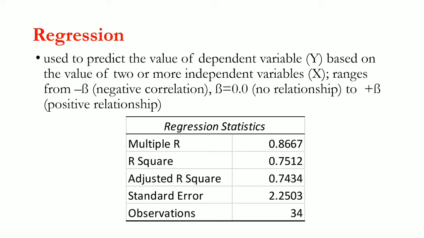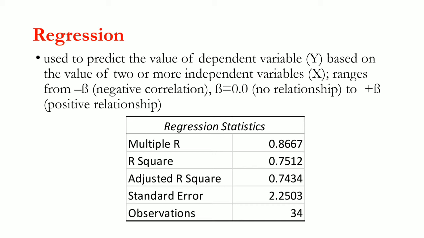So we have here the multiple R. The multiple R gives you the degree of correlation. So the higher the value, the higher the correlation between the X and the Y, meaning the Y variable is greatly affected by the X variable, or the independent variable.